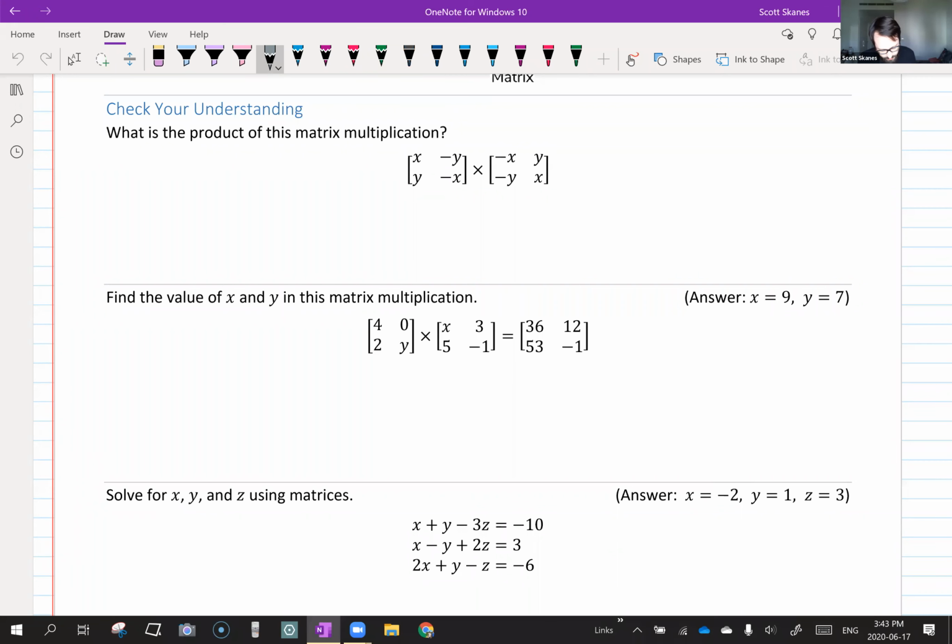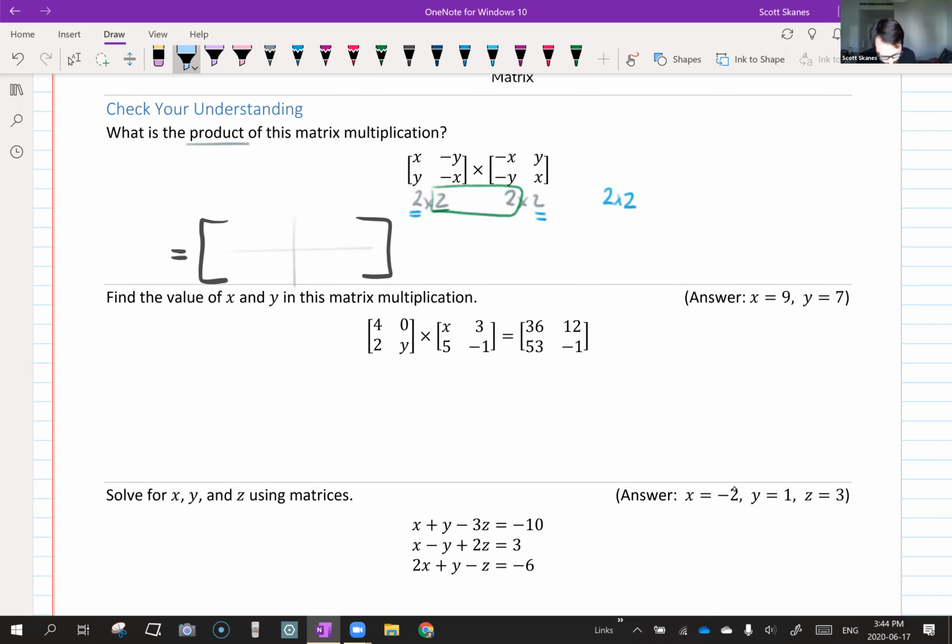What is the product of the matrix multiplication? If you know how to do matrix multiplication, this should be pretty easy. In fact, it should be very easy. You just give me the answer. We can see that this is 2 by 2, which means it's allowed to be multiplied, and our answer will also be 2 by 2. You just need to tell me what the 4 elements are.